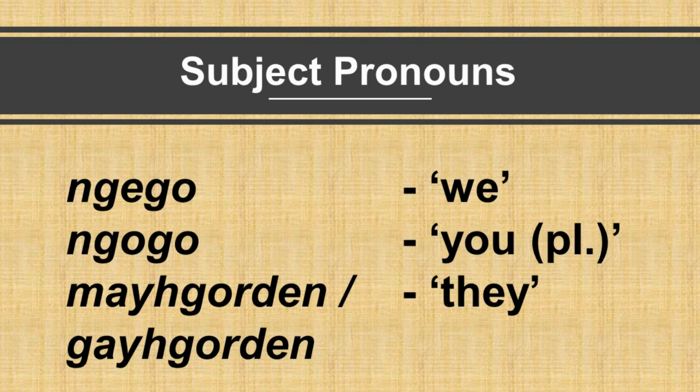Of course, Wagiman also has pronouns for the plural. For example, ngego is we. Ngogo is you, but plural, so a lot of you, you all, you guys. Maigoden and Gaigoden is for they. Note that here again we have a difference between people that are near us, like Maigoden, and people who are further away or not visible, Gaigoden. They. In English we don't make this distinction, but in Wagiman it's essential.